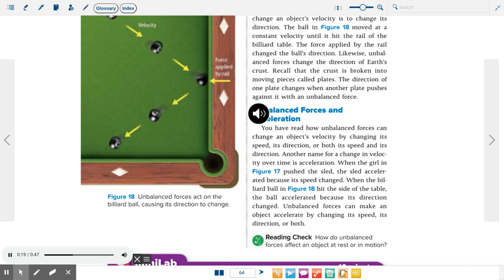When the girl in figure 17 pushed the sled, it accelerated because its speed changed. When the billiard ball in figure 18 hit the side of the table, the ball accelerated because its direction changed. Unbalanced forces can make an object accelerate by changing its speed, its direction, or both. Reading check. How do unbalanced forces affect an object at rest or in motion?